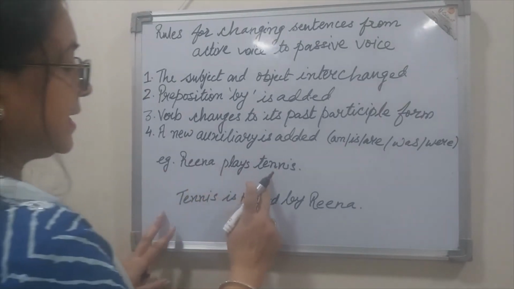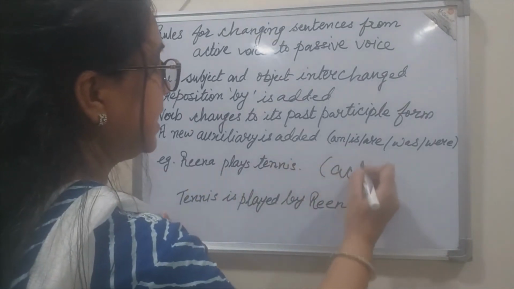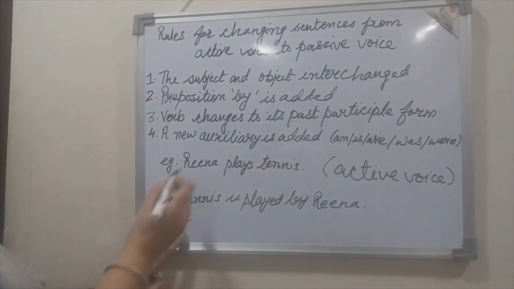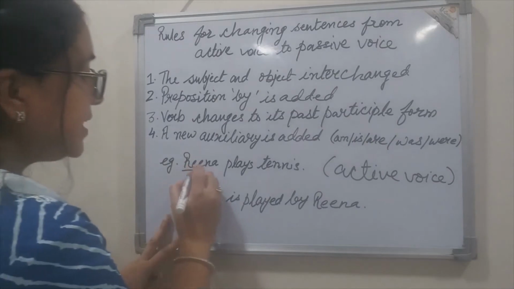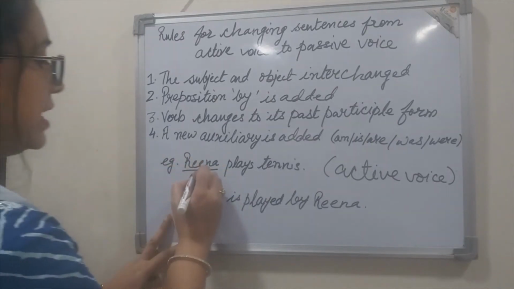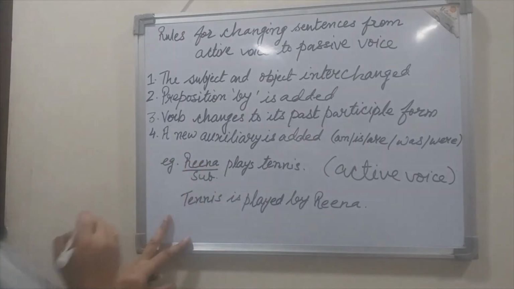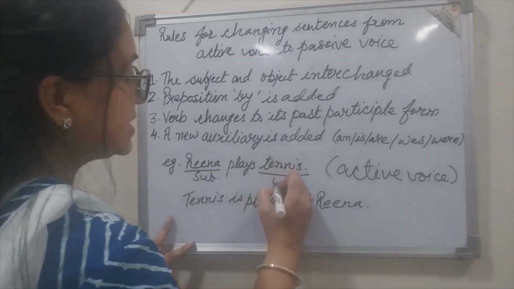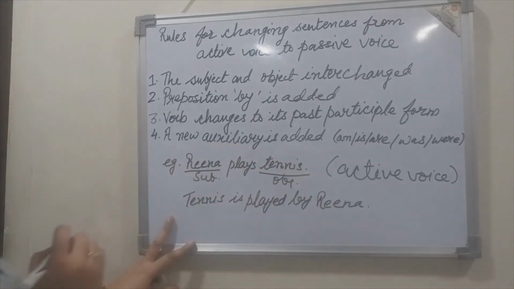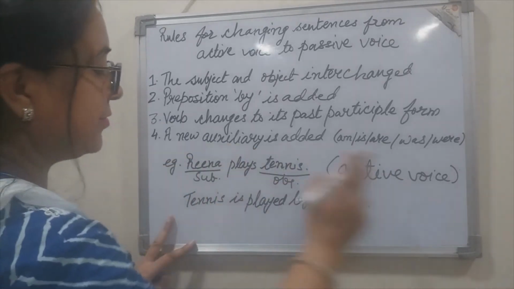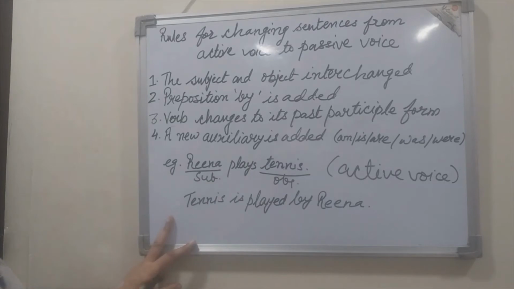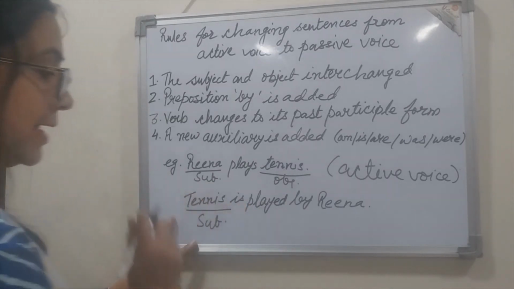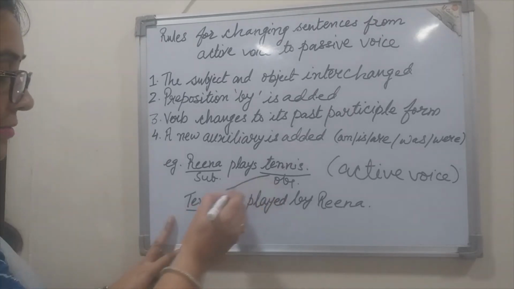Reena plays tennis. This sentence is in active voice, right? Now, let us study the sentence. Reena is the performer and is at the subject's place. And tennis is the receiver of the action. It's at the object's place. Clear? So, this is active voice. Now, when it is changed into passive voice, tennis becomes the subject, right? That is the receiver.